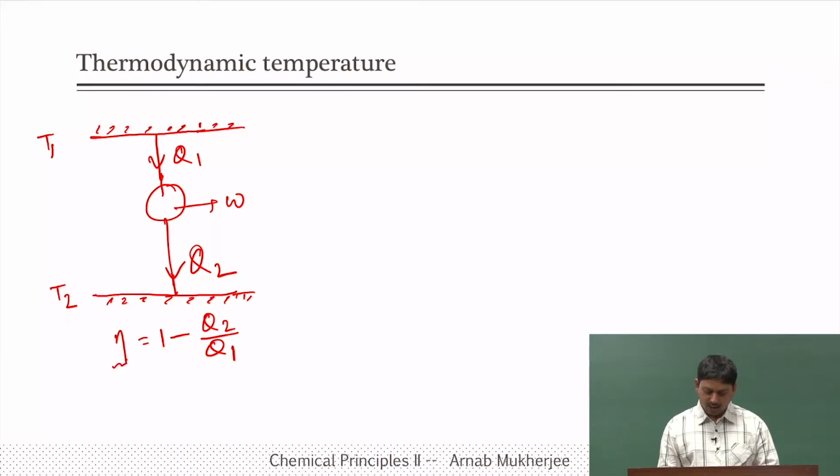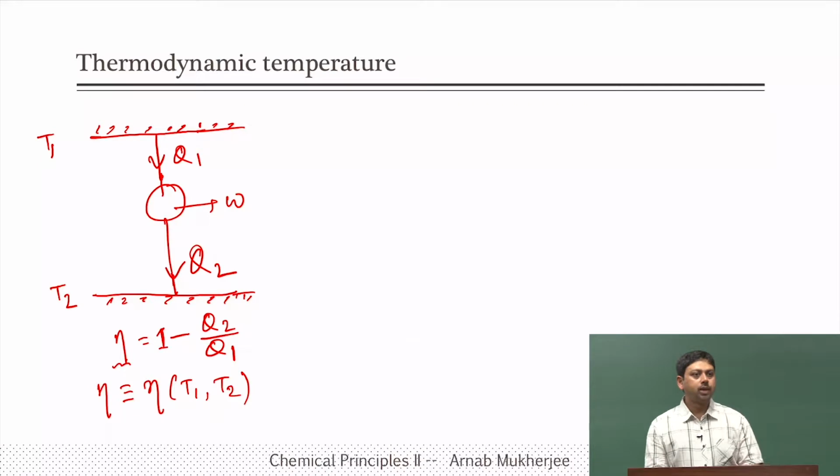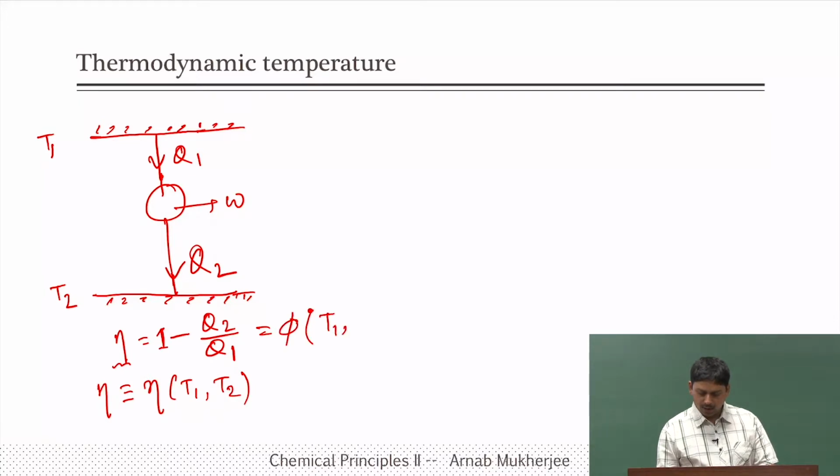So, you see this efficiency eta, which is 1 minus Q2 by Q1, depends on these two temperatures T1 and T2, right. So, we can say that the efficiency is basically a function of two temperatures T1 and T2, because nothing else is required to define the efficiency of a Carnot engine apart from the heat taken in and heat thrown to two different temperature reservoirs. So, we can call this efficiency some function, let us say phi of T1 and T2.